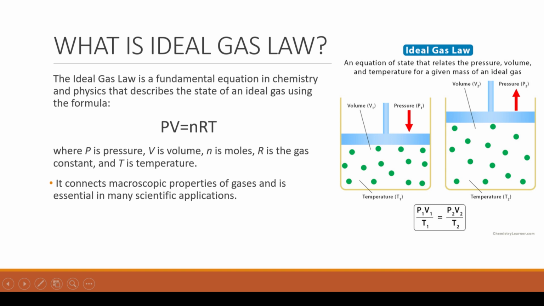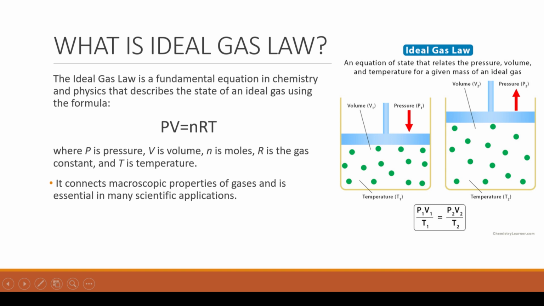basic behaviors of gases. The equation itself is PV = nRT, where P stands for pressure, which is the force exerted by gas molecules on the walls of their container. It's measured in atmospheres (atm) or pascals (Pa). V is volume, the amount of space the gas occupies, often measured in liters or cubic meters. n represents the number of moles of gas, essentially the quantity of gas particles.